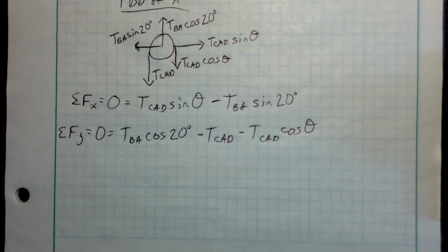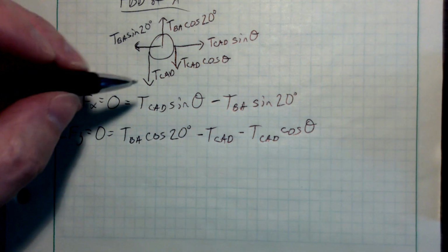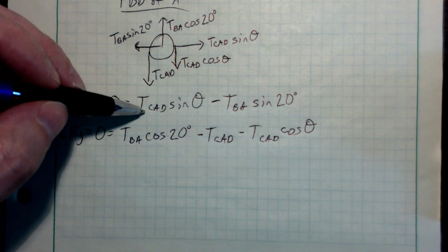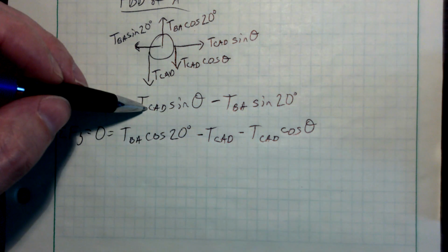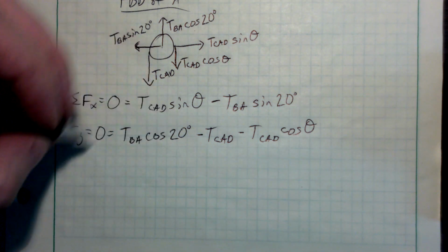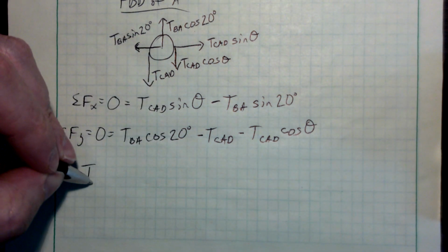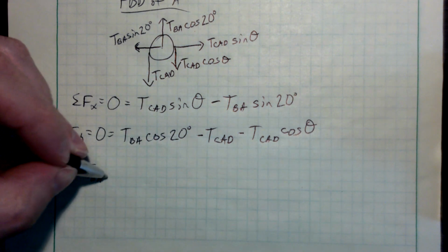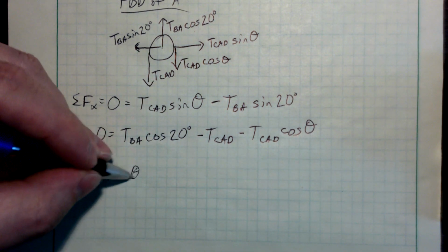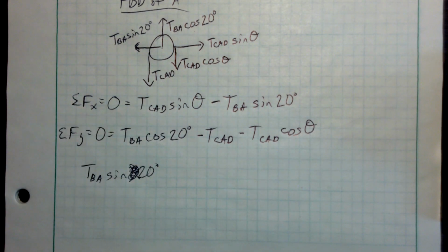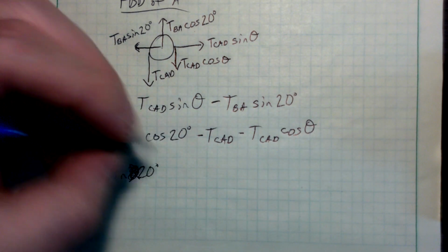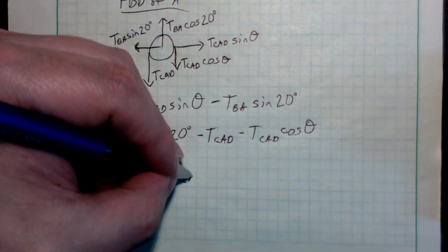So let's get where we can with this. So what do I do here? I'm going to solve this first one for T_AB, or T_BA. Okay? So if I solve this first equation, T_BA sine 20 degrees is going to equal T_CAD sine theta.